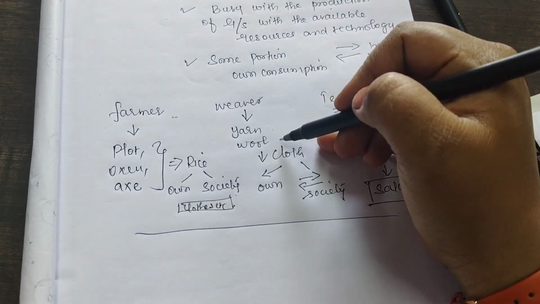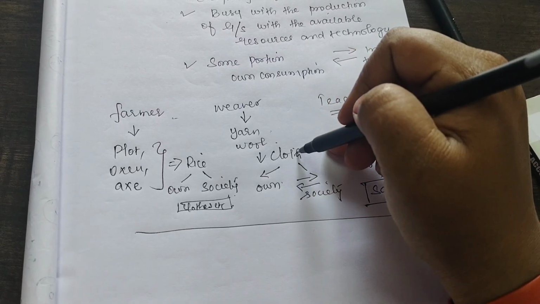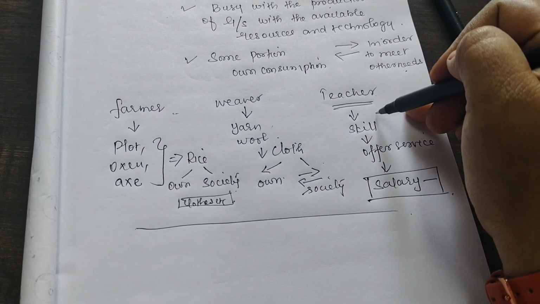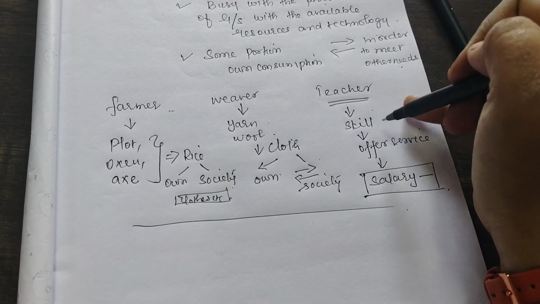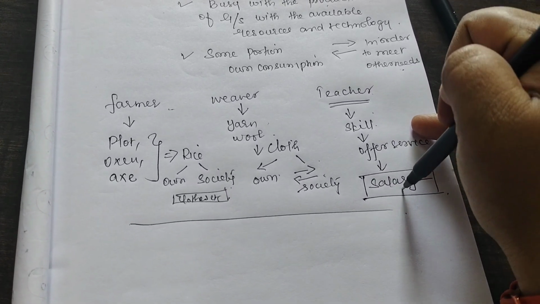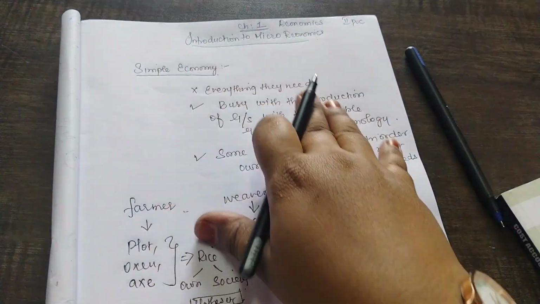The weaver will have yarn and wool, and out of that he will produce cloth. Some portion he will keep for his own consumption. The rest he will exchange in the society in order to meet other needs. The teacher might not be able to produce any good, but she will offer a service using her skill and she will earn a salary. Out of that salary she will meet her other needs. So this is all about a simple economy. It is a closed economy.